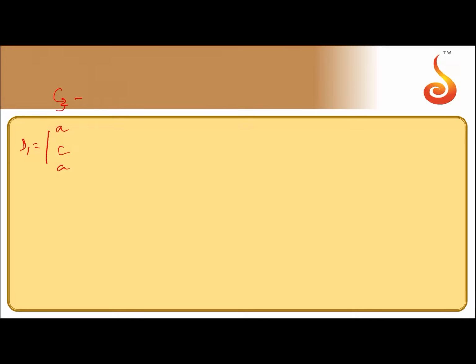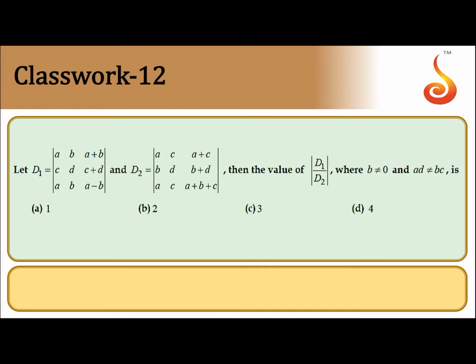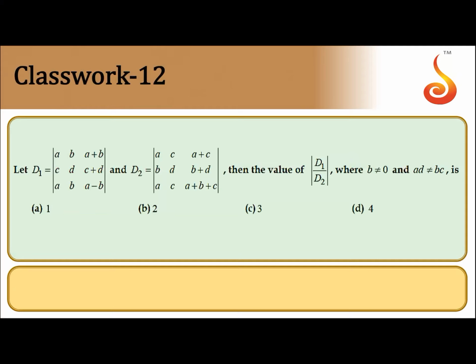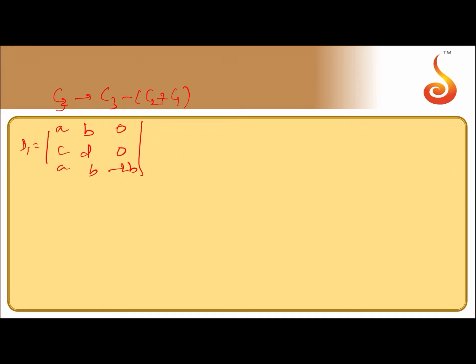Applying the concept, C3 I am changing to C3 minus C2 plus C1, adding the first two columns and then subtracting it. A plus B subtracting A plus B will be 0. Second column B, D, B. Subtracting A plus B, minus A plus B, 0. The second one is also 0. A minus B minus A minus B, A gets cancelled, minus 2B. That is equal to an expansion of minus 2B multiplied by AD minus BC. Of course, this is D1.